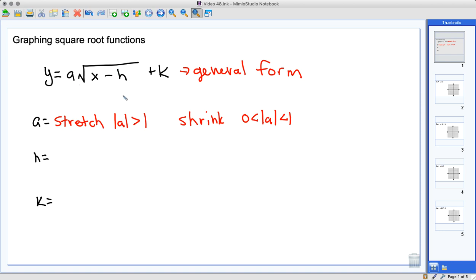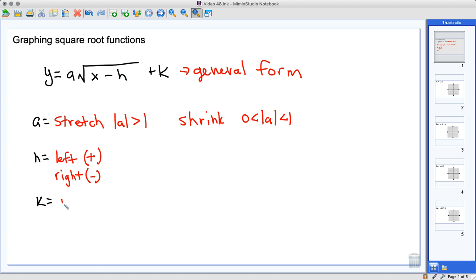The h is going to tell you whether to go left or right. Okay, hardest one about this one is if it's a minus sign in here, that tells you to go right. If it's a plus sign in here, that tells you to go left. Because if h is 7 and I have x minus 7, that 7 is still positive. Okay, so this is the tricky one.